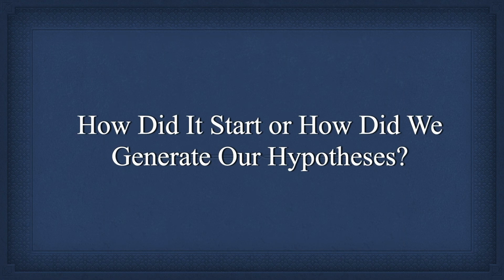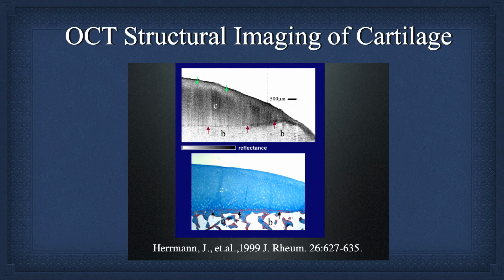How do we generate a hypothesis? Well, first we see something. So on the top in this paper, in the study, we're looking at cartilage. The top is the OCT image, and we saw bands, and the bands moved when we changed the polarization state, which we'll go into how in a little bit. But from this, we can generate a hypothesis.